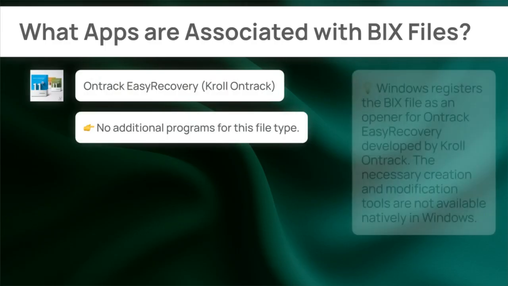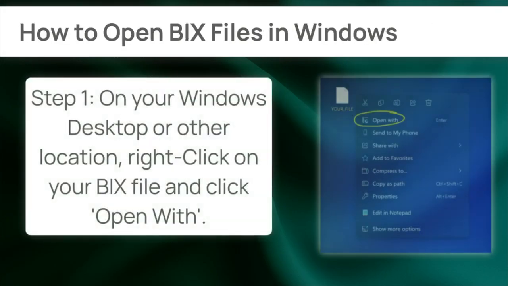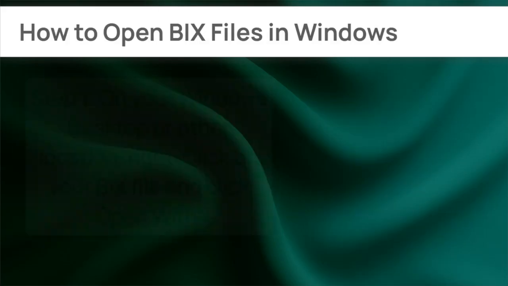The file is locked by a proprietary indexing system Windows cannot read natively. Windows cannot show index content relationships, so correct interpretation requires cataloging utilities. The key to fixing this BIX file is finding the right software association.